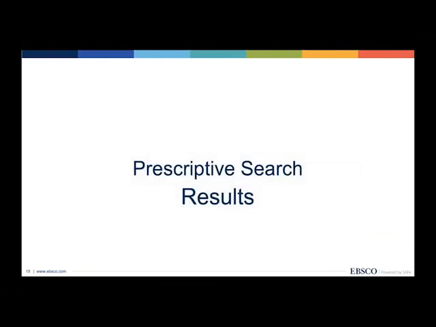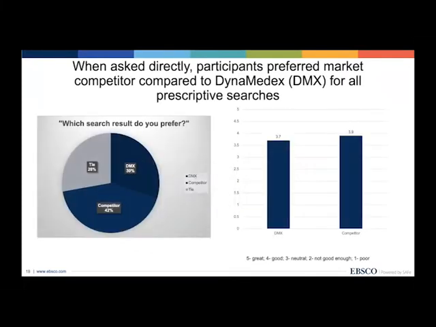And so now I'll get into the pre-specified search results. And so when asked directly, the participants preferred the market competitor product compared to Dynamedics for the prescriptive searches. For 42% the competitor, 30% for Dynamedics, and 28% tie. And when using the mean of all of the searches for prescriptive searches, 5 being great, 1 being poor, you can see that the 2 products actually fared comparably. Dynamedics had an overall score of 3.7 and the competitor product had a score of 3.9.